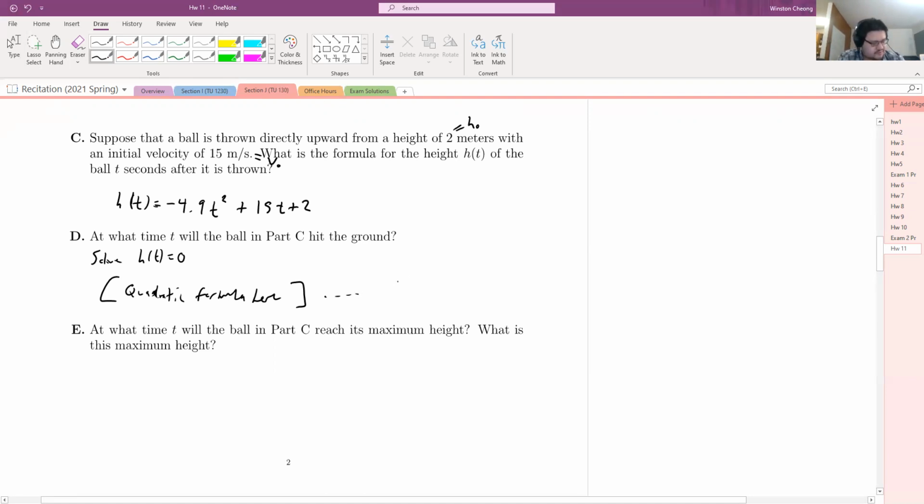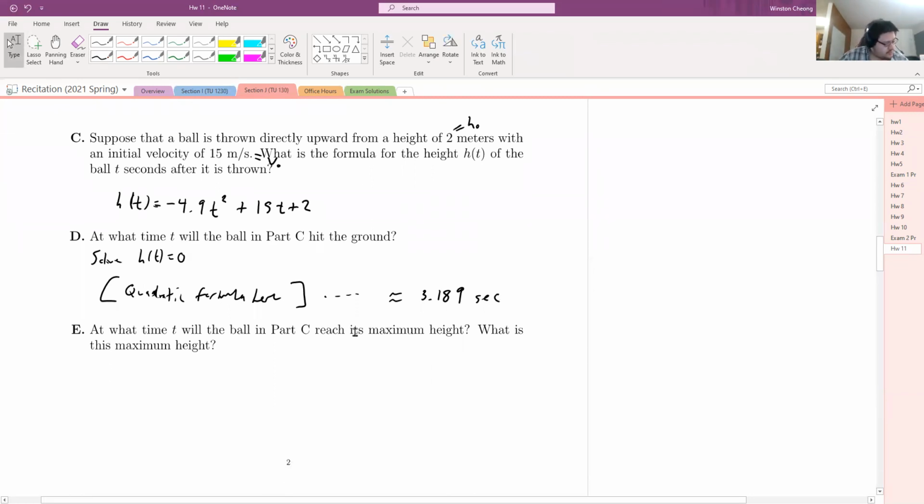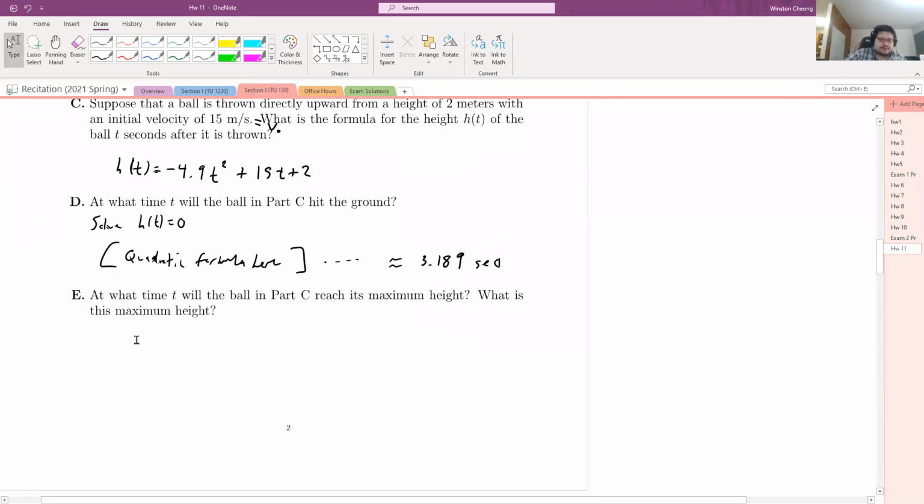There's like one step to maybe crunch some of the numbers to make it look nice-ish, and then I'll give you the decimal approximation. So 3.189 seconds. But yeah, there's no way around that. The numbers aren't nice. Okay, so that's D.